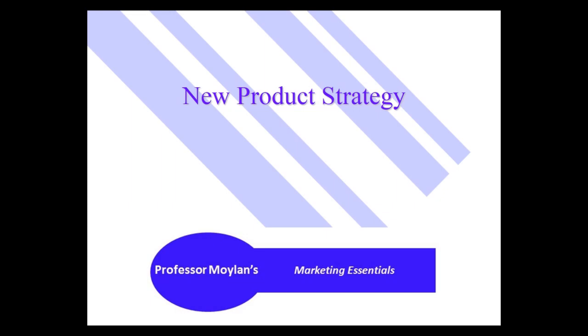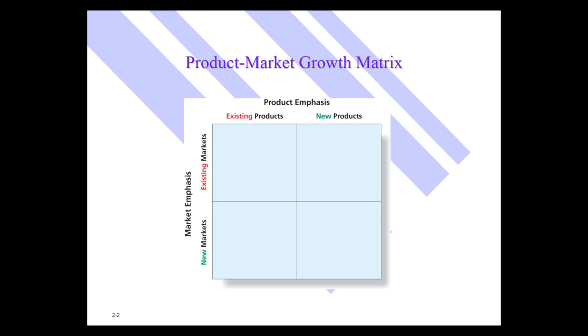Let's talk about new product strategy. Now, remember, we've got four generic growth strategies: going after existing products in existing markets, going after existing products in new markets, going after completely everything new, new products in new markets, and then what many people do, going after new products in existing markets. And that, of course, is a product development strategy where you create growth by selling new products in existing markets.